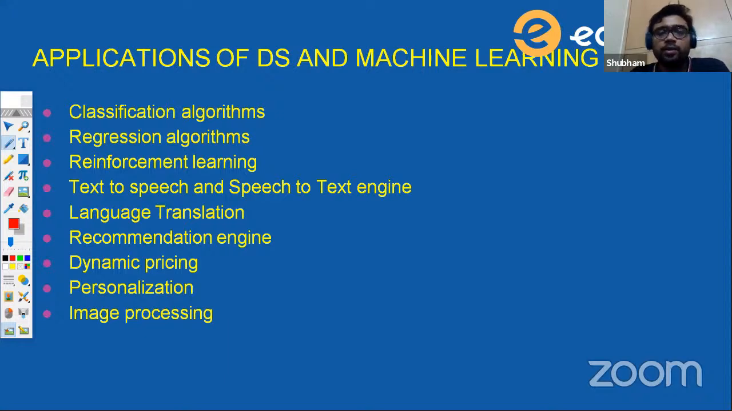Now, the most important thing: why is there a need to learn data science and machine learning? So let's look at the applications where we are currently using data science and machine learning. And when I say machine learning, artificial intelligence and deep learning, everything comes under that. Actually, under artificial intelligence comes machine learning, and then under machine learning comes deep learning. But machine learning is quite famous these days, so I have written machine learning.